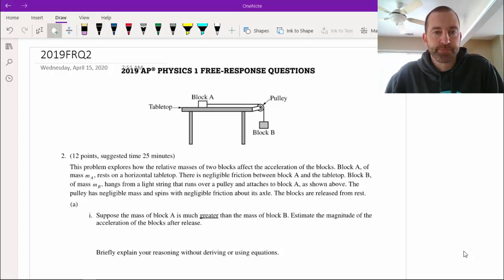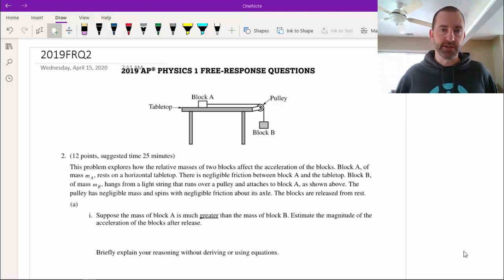Well, this is one of those 25-point qualitative, quantitative FRQs, so I'm probably going to spend about 25 minutes going through it, but that's going to include some description and maybe not all of the writing that would be required. So this one right here is from the 2019 administration of the AP Physics 1 exam. This is the actual question given on the test.